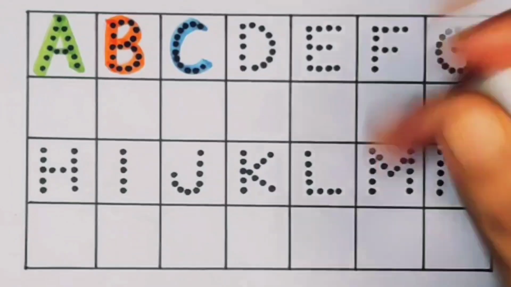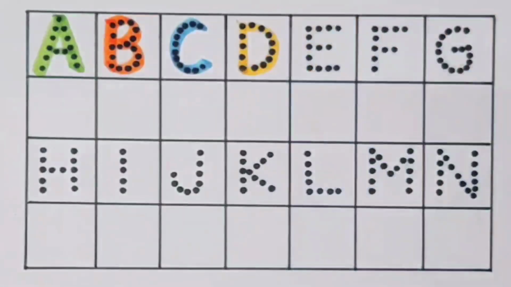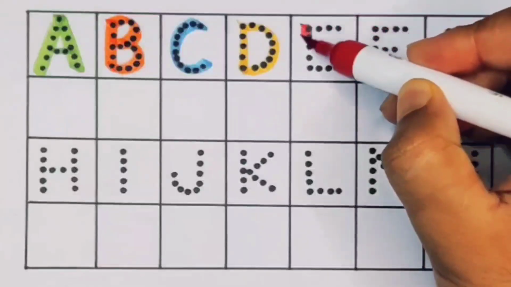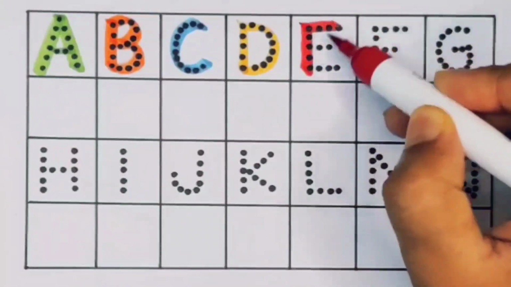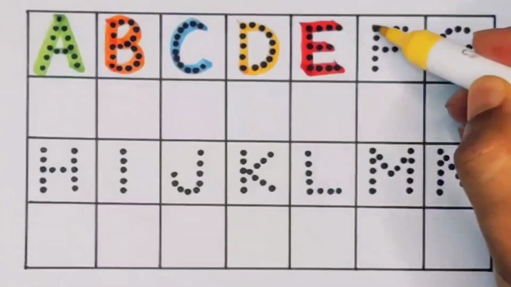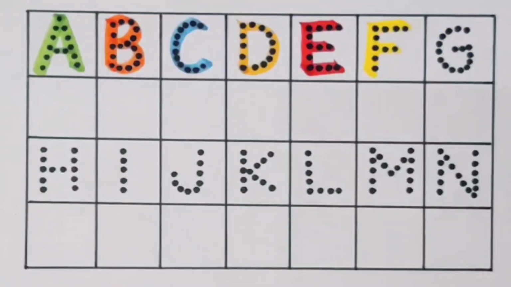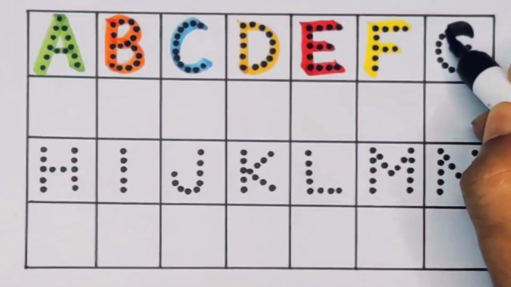Next, D for doll. Next, E for eggplant. Next kids, F for flower. Next, G for giraffe.